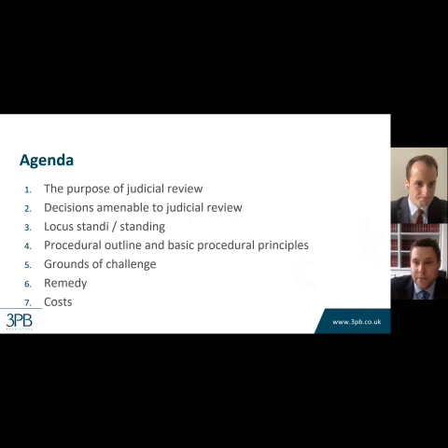These are the 7 things that Jim and I will be talking to you about. Firstly, the purpose of judicial review and what it's all for. Secondly, what kind of decisions are amenable to judicial review. Thirdly, who can bring a judicial review. Fourthly, the procedure that's followed. Fifthly, the grounds of challenge for judicial review. And lastly, remedy and costs.